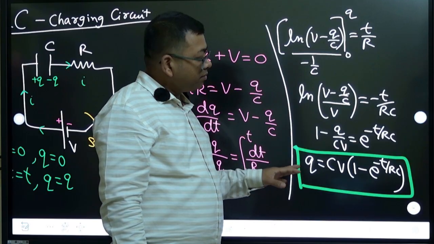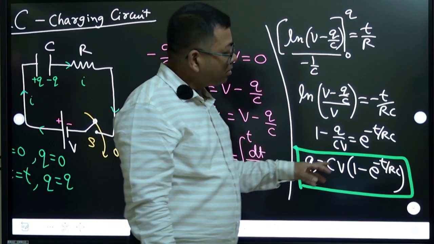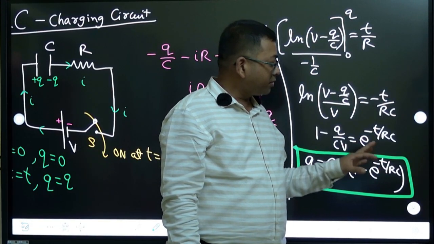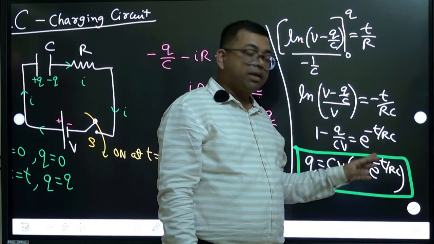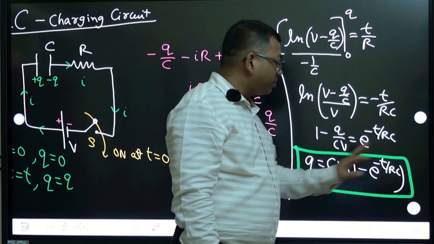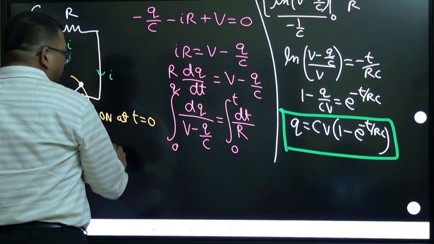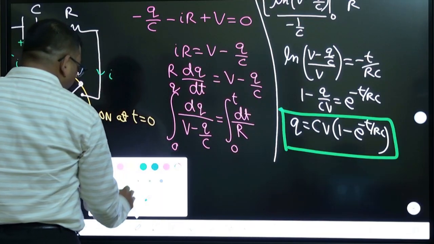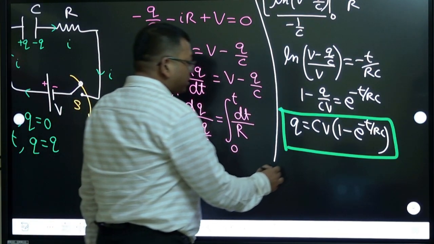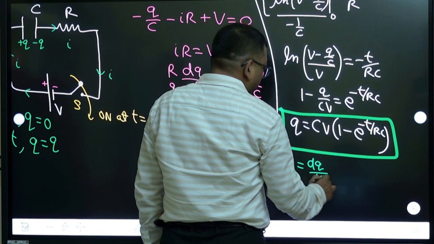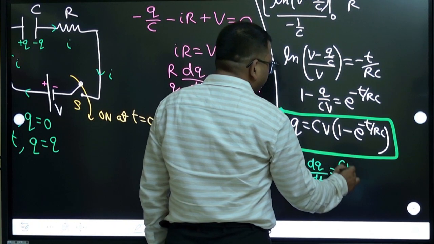And when you take a very long time, e to the power minus infinity is 0, which means this will become CV. Here you have to note an important thing, and before doing anything else, also calculate the current. Current is dq by dt. When you differentiate, you will get CV.